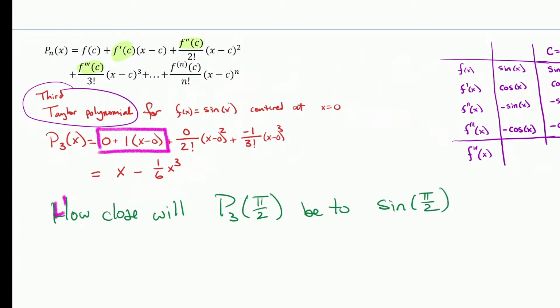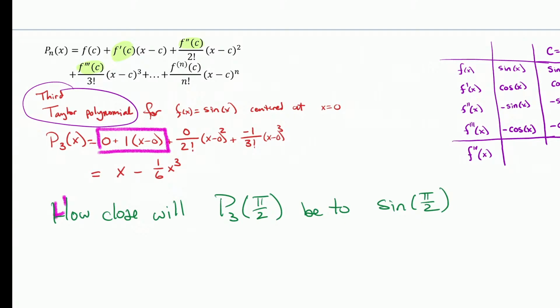So essentially, when I ask about how close, I need to know what am I approximating. So how close will that be to this? Now, certainly, we could actually compute sine of pi over 2. We know what sine of pi over 2 is. Sine of pi over 2 is 1. You could compute this by using this polynomial, easy.